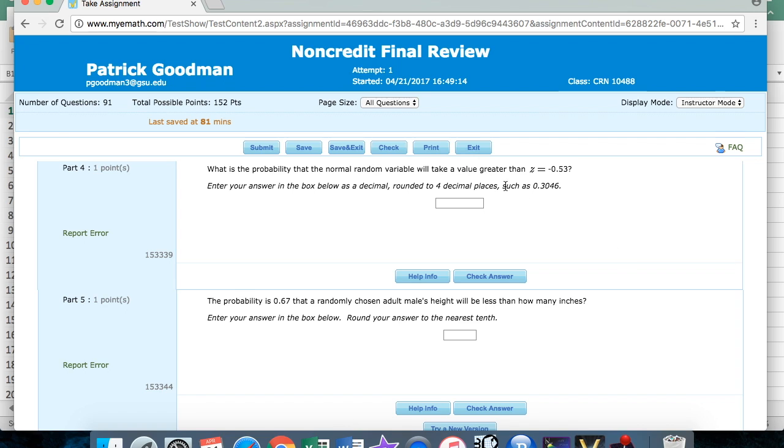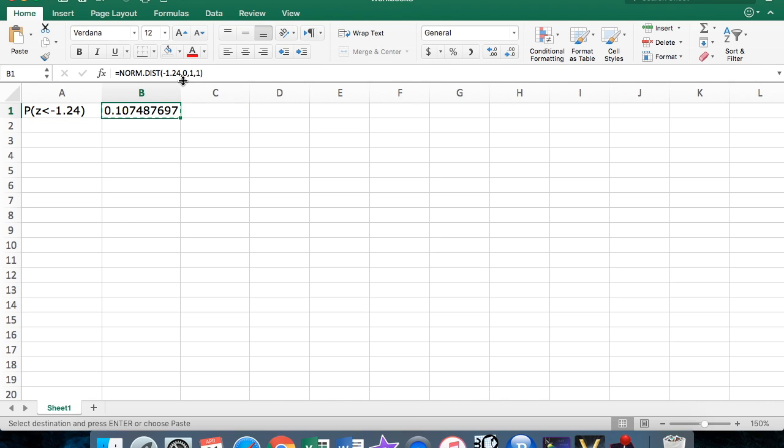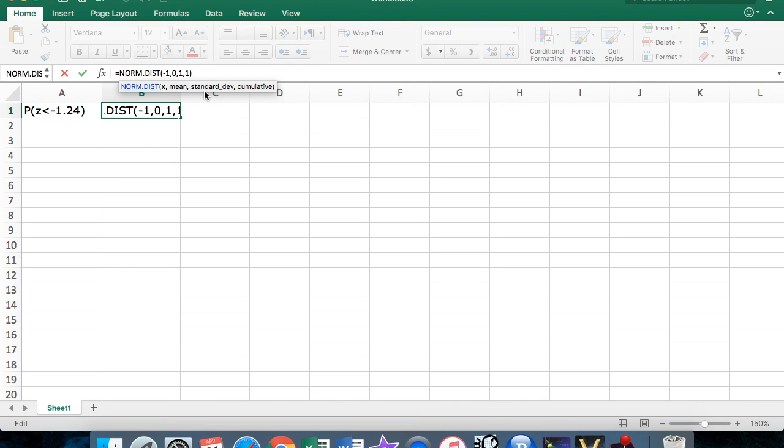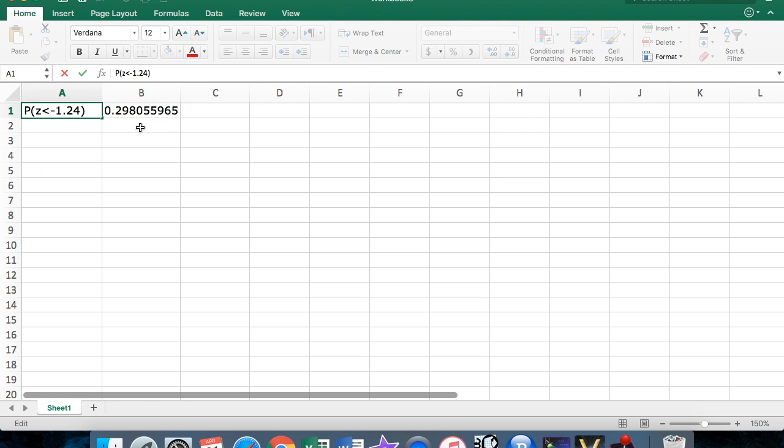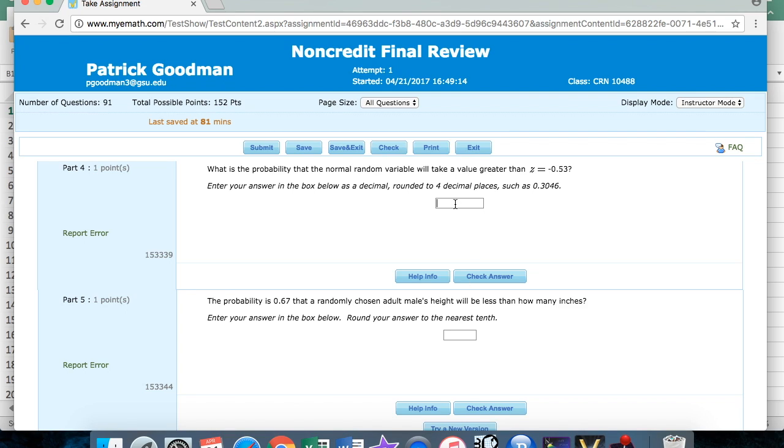So what is the probability a normal random variable takes a value greater than z equal to negative 0.53? Okay, so change this. Now just go in here. It's still the same thing. Just change it to negative 0.53, I believe, was the number. Yeah, greater than that. But it's greater, right? So it's going to be to the right. So greater than negative 0.53. So it'll be 1 minus this. And there we go, 70%. So to 4 decimal places again, it's 70.19%.